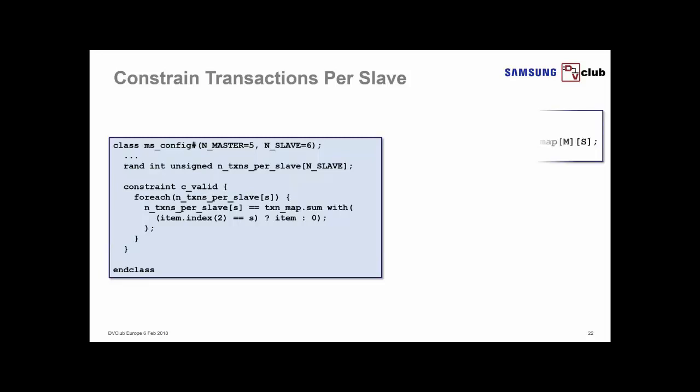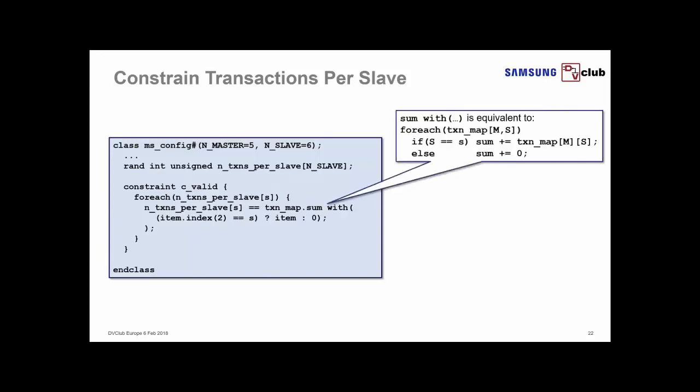Doing the transactions per slave is a little more involved because I need to sum the columns, not the rows of the array. So here I have a little more complicated expression, which may look familiar. It's one of the ones I showed on the introduction slide. And what this is doing is iterating over the slave dimension, the column dimension, and it is applying this somewhat elaborate expression to, if the index is equal to the one we're trying to sum up, we add its value to the sum, otherwise we add 0.